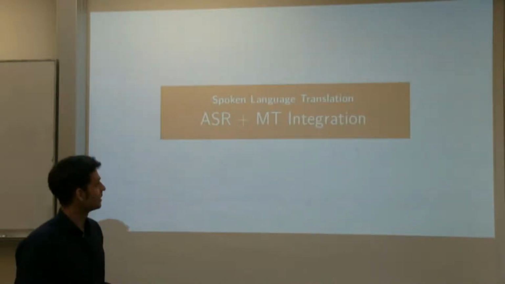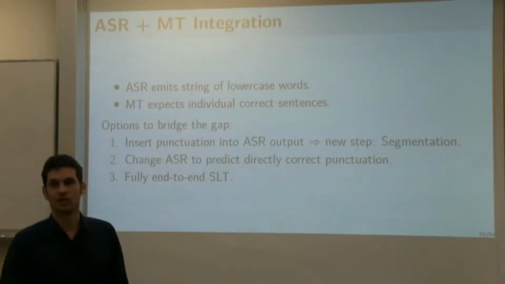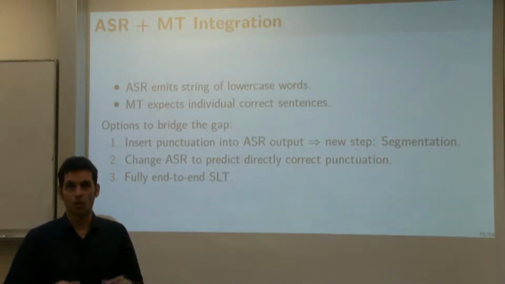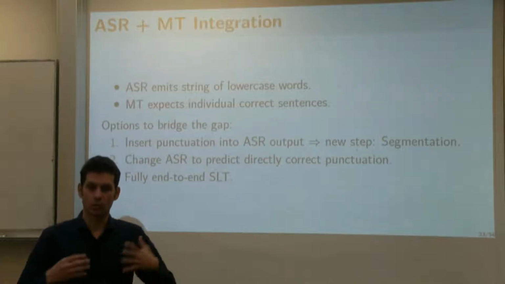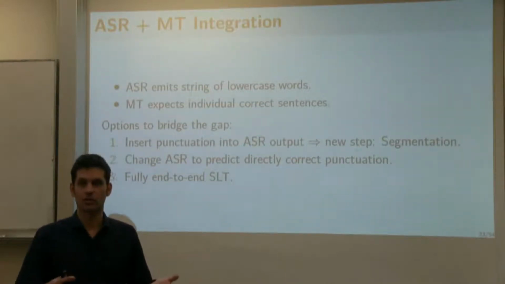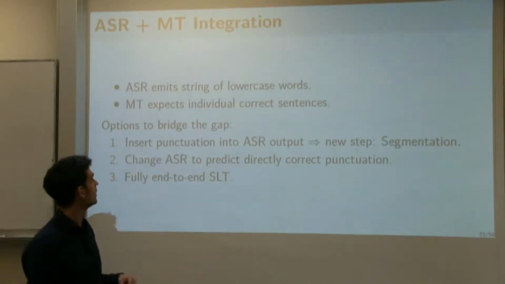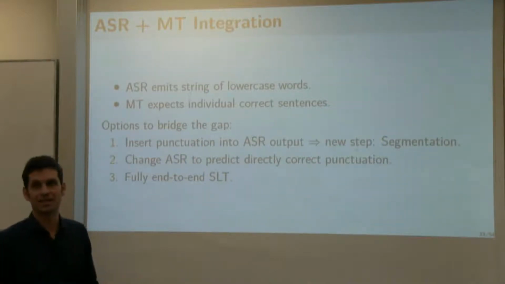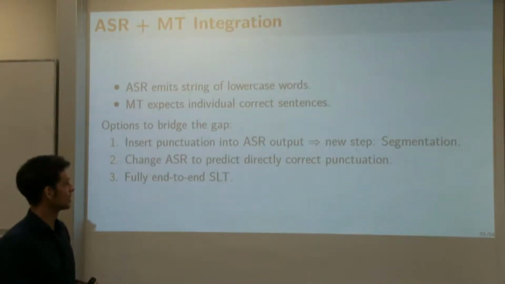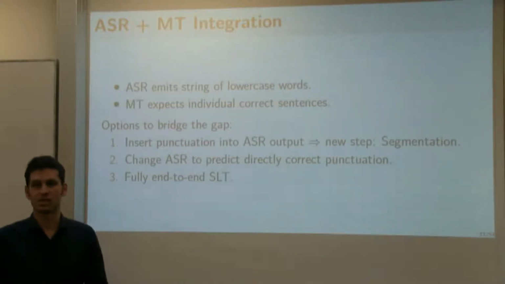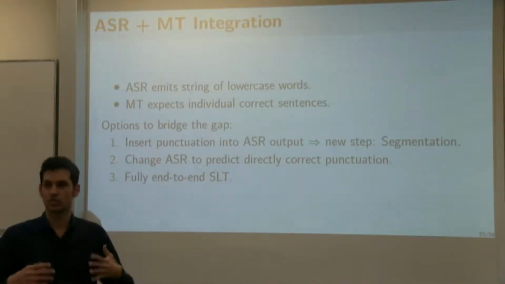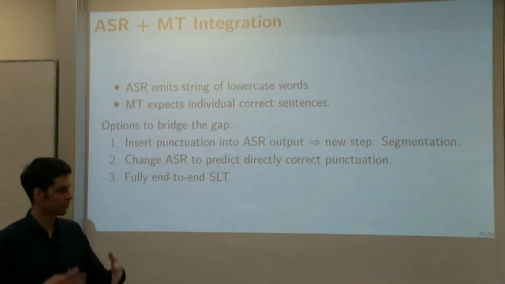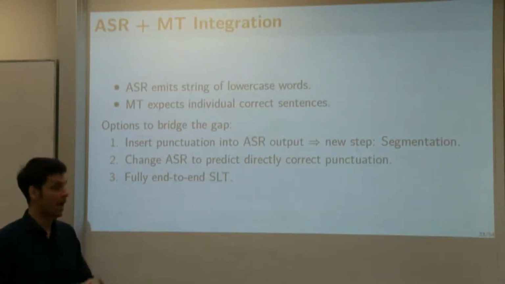So let's look at the integration of these two components, and the core of the problems of the integration is the link between the sequence of words without any punctuation and lowercase and the individual correct sentences that are expected by the machine translation output. And there are a number of things that you can do here. The thing that we are doing now is we're introducing the segmentation step, a special component which inserts the punctuation, and then we feed the sentences to the machine translation system.